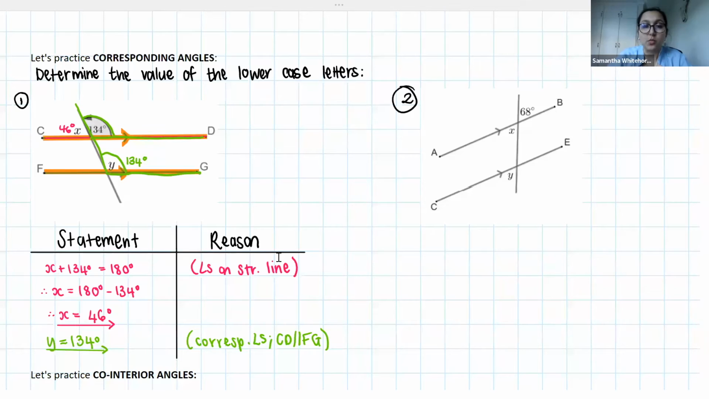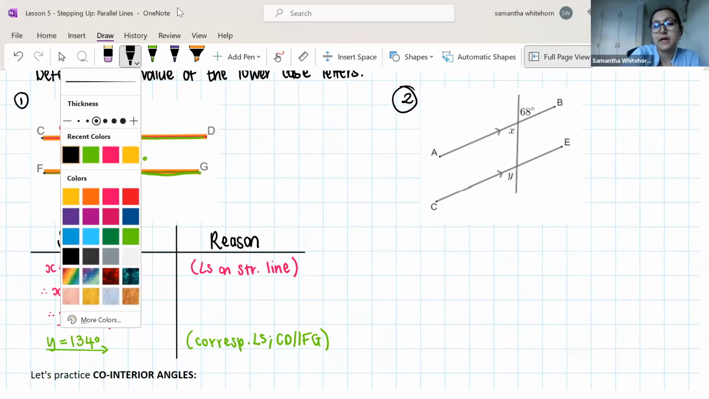So we have done question 1 together. Like I say, I want you to try question 2. So once again, identify your parallel lines. There are 2 angles that you need to find here, X and Y. Let us have a go at that.